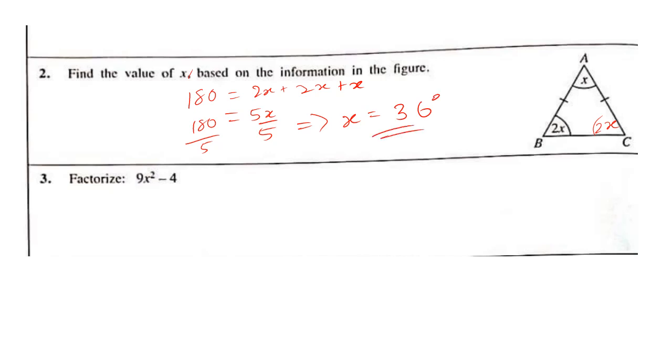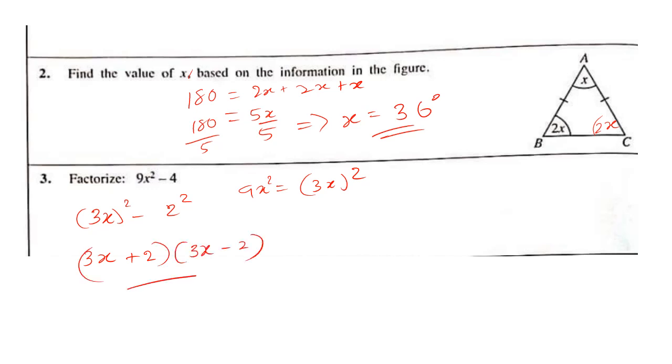degrees. So you have to factorize this and you can take this as a difference of two squares. 9x squared is equal to 3x whole squared. Then you can get 3x squared minus 2 squared. Then this is 3x plus 2 into 3x minus 2. So this is the answer.